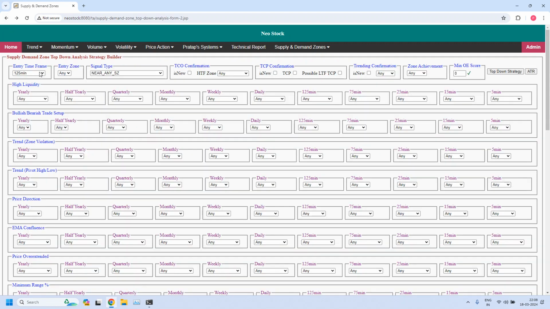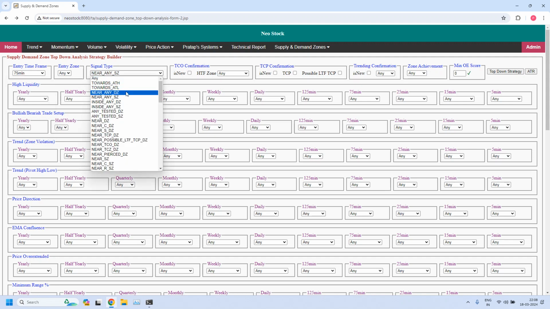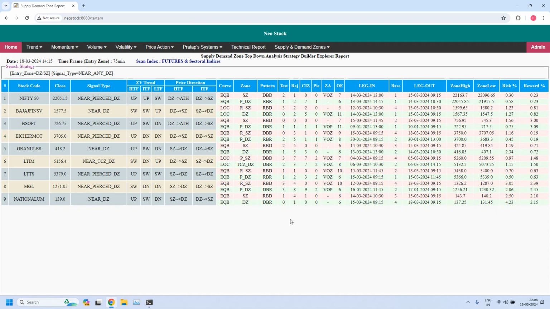So let's go back, changing the time frame to 75 minutes. Let us find the stocks near the 75 minutes demand zone. So these 9 stocks are filtered. So let us identify high liquidity 75 minutes demand zones from this list. We didn't have any high liquidity demand zones from this list.